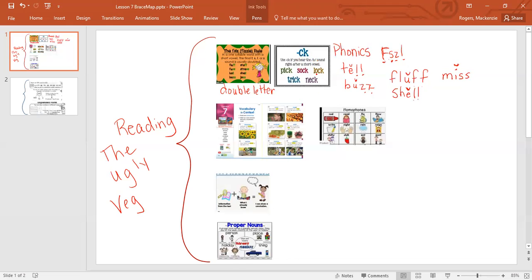CK is the same way. If you hear the K sound right after a short vowel, like in pick, sock, lock, trick, neck, it's more than likely going to be C and K together. Short vowels, followed by the K sound, it's going to be CK. So I call that my quack rule or my duck rule. Okay, short vowel, CK.